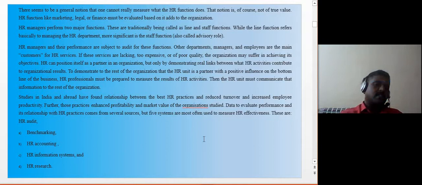So these are HR audits, benchmarking, human resource accounting, human resource information system, and human resource research.